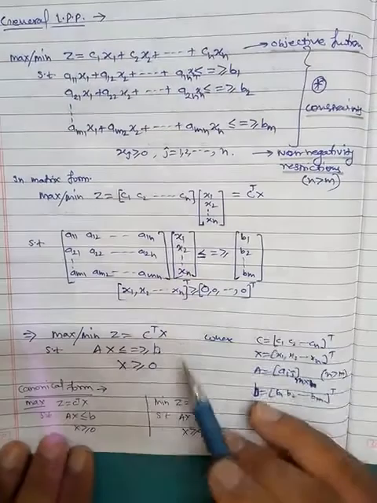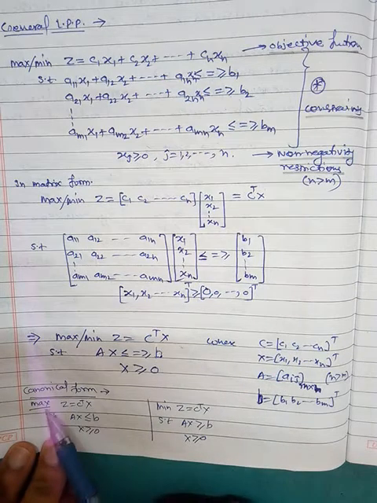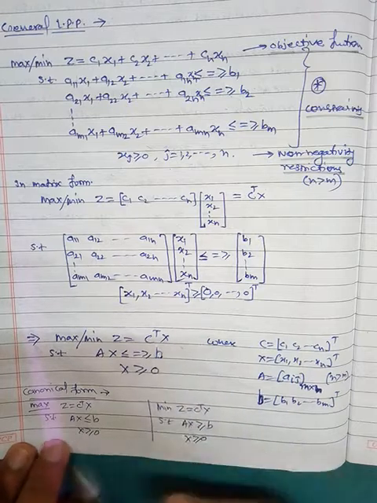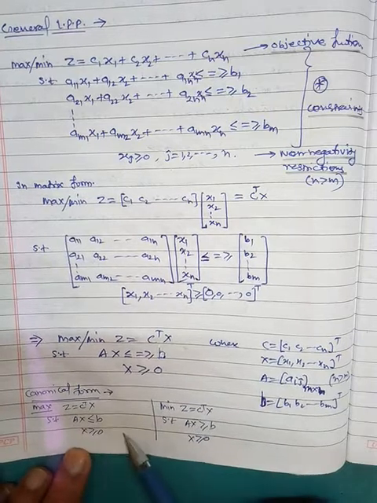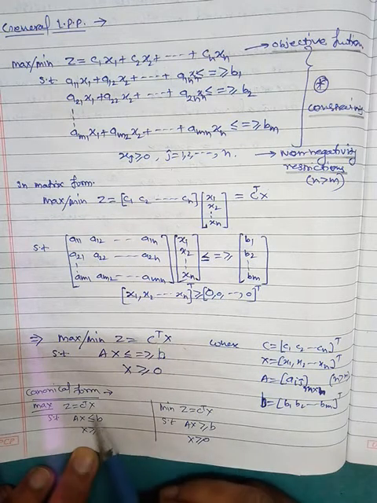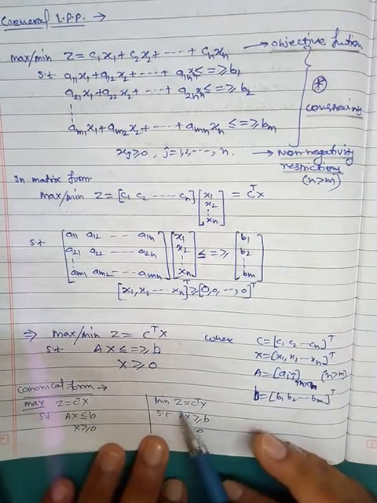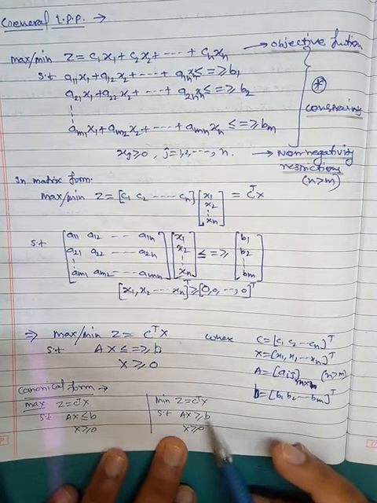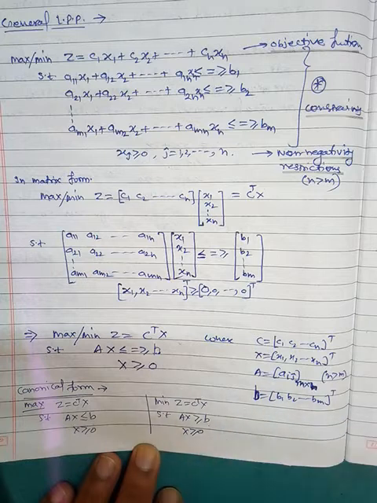Now what is the canonical form? Suppose you are taking maximum z, so z is equal to C transpose X subjected to AX less than or equal to B and X greater than or equal to 0. Here we have less than or equal to or greater than type, but if maximization is there, then we should have the less than type. So this is called the canonical form. Similarly, for minimum z, z equals C transpose X subjected to AX greater than or equal to B and X greater than or equal to 0. This is the canonical form for minimization.